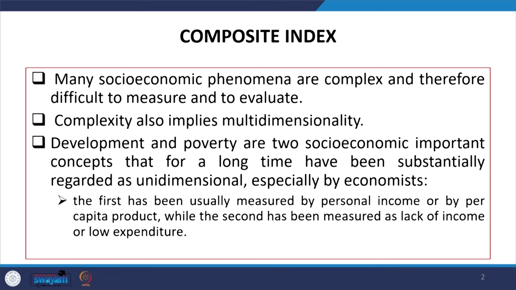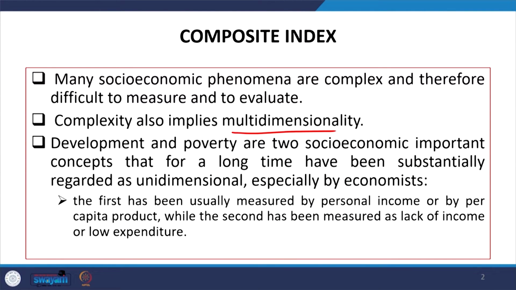When you go by only one aspect, like development and poverty, it is in fact multidimensional in nature. Development has usually been measured by personal income or per capita consumption or product, while poverty has been measured as a lack of income or low expenditure. Those might be proxies, but do not entirely capture poverty. So you might have heard about the multidimensional poverty index, which is what is presently discussed in most of the policy documents.